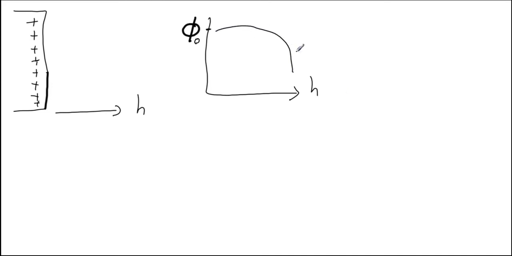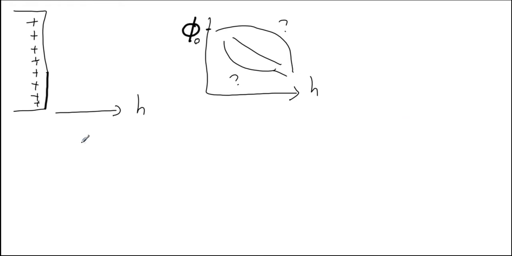Does it die off like this, or maybe like this? Or is it linear? That's the real question. How does the potential change as we move away from that surface? And to solve this, we're going to use Gauss's law.